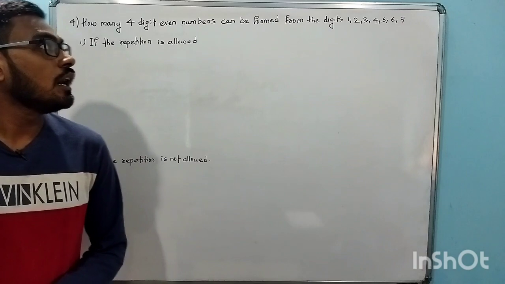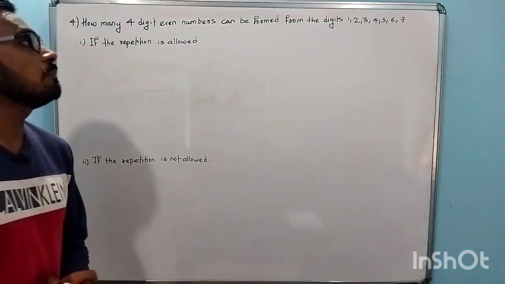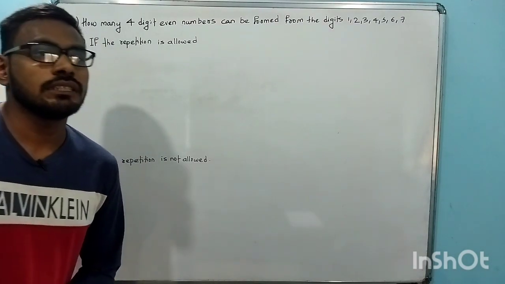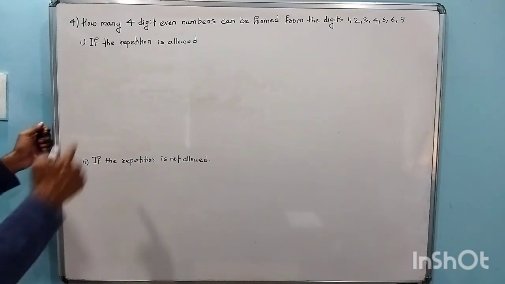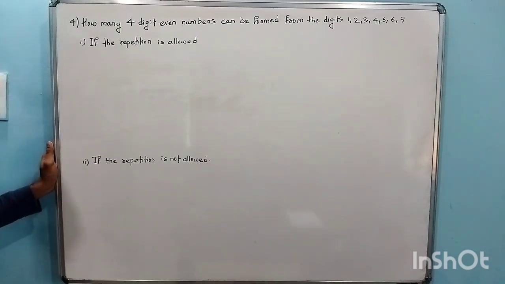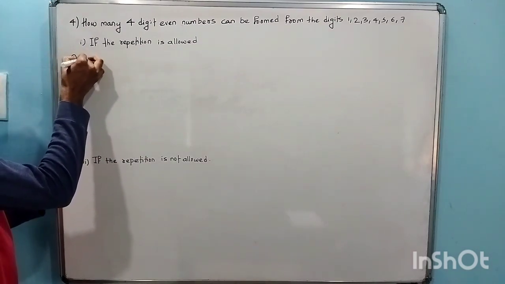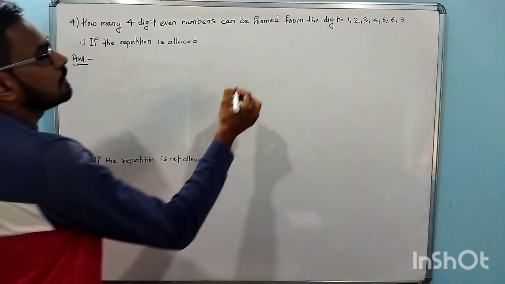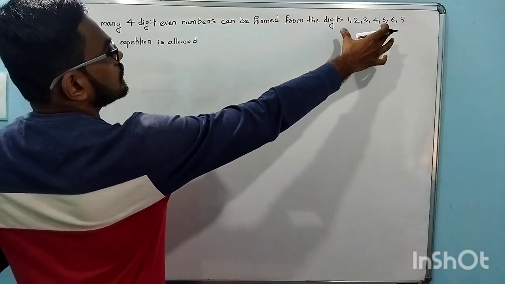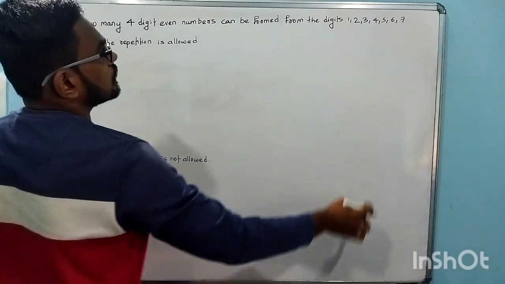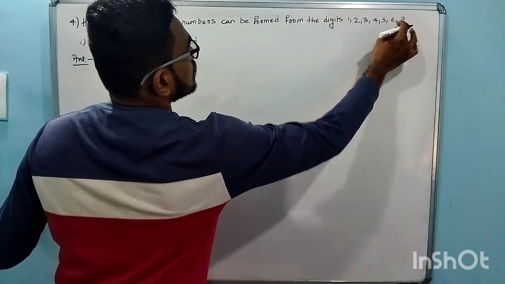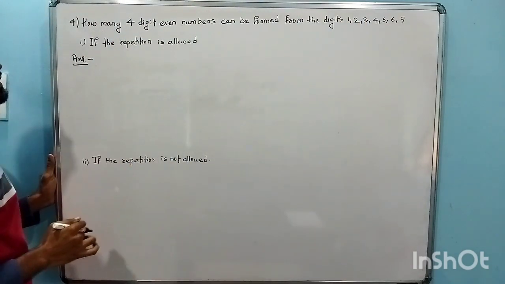Next question, how many 4-digit even numbers can be formed from the digits 1, 2, 3, 4, 5, 6, 7? First, if the repetition is allowed. Second, if the repetition is not allowed. Okay, so what is asked here? Asked to find how many 4-digit even numbers you can form from this. Okay, so there are total 7 digits here. From this you have to make 4-digit even numbers.